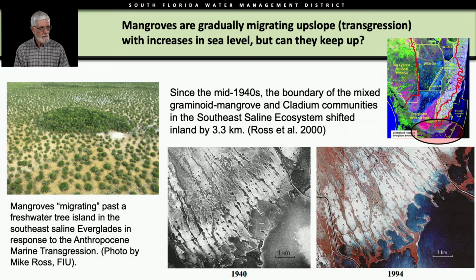But the question is, as they migrate inland, and this is a really great picture that Dr. Mike Ross took, showing these scrub mangroves migrating past a freshwater tree island, what you notice is that there's a lot of open marly type of soil surrounding these tree islands. And the question is, can this type of marine transgression deal with sea level rise?